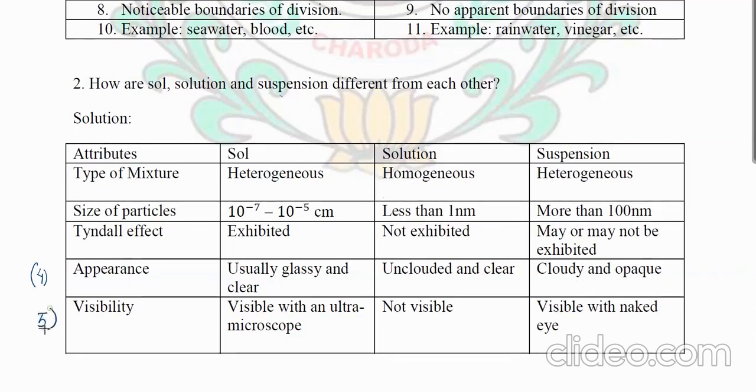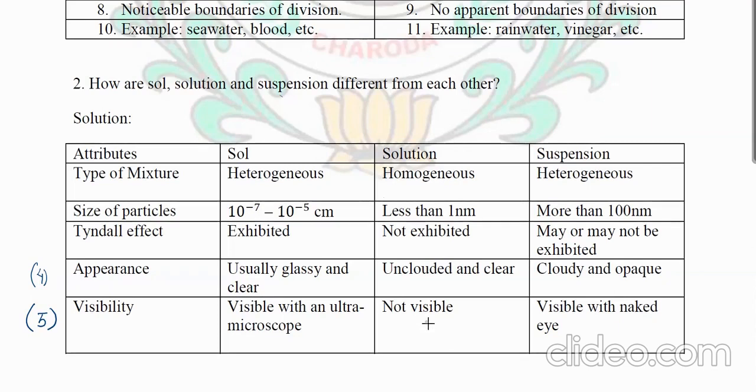Next, visibility. The solute particles present in a sol can be easily visible with an ultra microscope. But in the case of a homogeneous mixture, they are not visible, because even using an ultra microscope it is very hard to see.